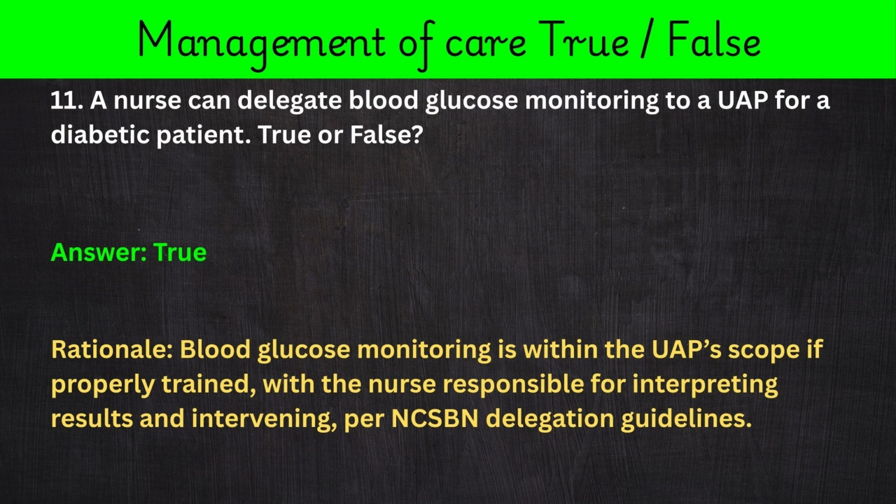11. A nurse can delegate blood glucose monitoring to a UAP for a diabetic patient. True or false? Answer: true. Rationale: blood glucose monitoring is within the UAP's scope if properly trained, with the nurse responsible for interpreting results and intervening, per NCLEX-PN delegation guidelines.